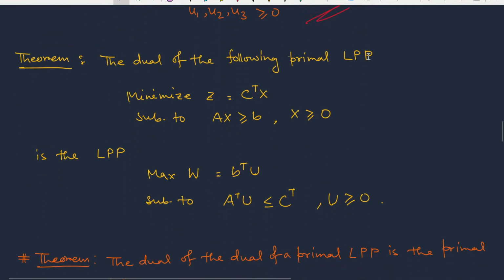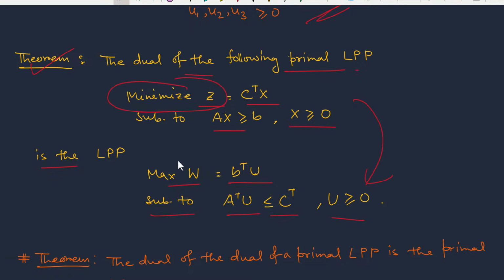Now let us come to an important theorem, one of the basic theorems of duality. The dual of the following LPP, minimization of Z equal to C transpose X subject to AX greater equal to B, X greater equal to 0, is the LPP maximization of W equal to B transpose U subject to A transpose U less equal to C transpose, U greater equal to 0. So the minimization problem is converted to a maximization problem.